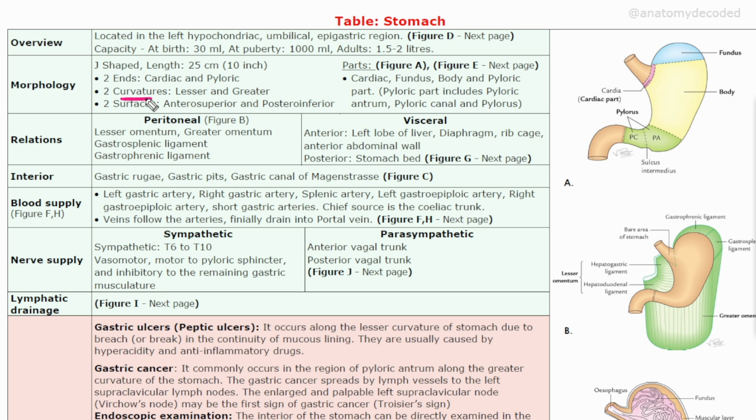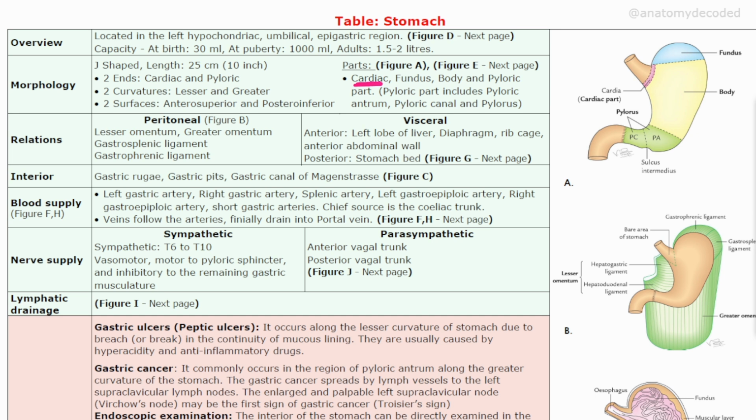It has two curvatures, the lesser curvature and the greater curvature. This one is the lesser curvature, and on the outer aspect, that's the greater curvature. Then there are two surfaces, the antero-superior surface and the postero-inferior surface. The anatomical position of the stomach is such that the anterior surface is not only anterior, it is a little bit superior as well. That's why it is referred to as the antero-superior surface, and the posterior surface is referred to as the postero-inferior surface.